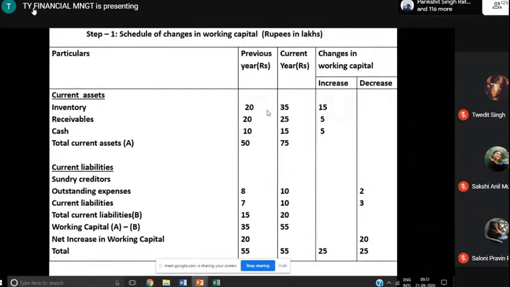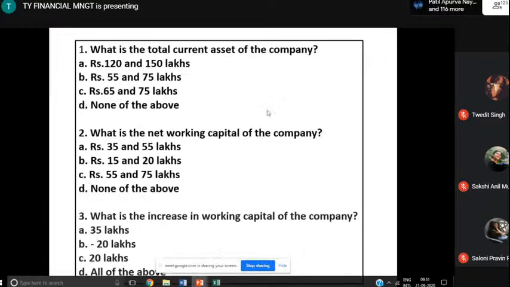Correct. Now current liabilities, be very careful. Sundry creditors is the same line, 8 and 10 should come. There is no item as current liabilities. See the question? There is no item as current liabilities. Very good. Thank you. Your concentration level is good. Take the question very carefully.